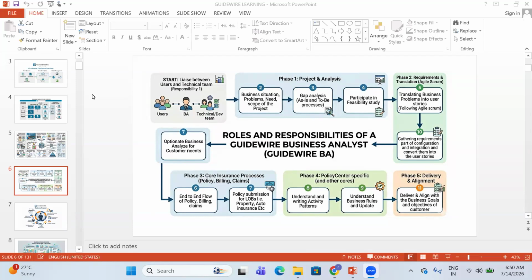Of course, I'm not going to start with the P&C basics today. I am not starting it because today is the first session. I'm just giving you the whole high-level picture of the responsibilities of a Guidewire BA and all that.